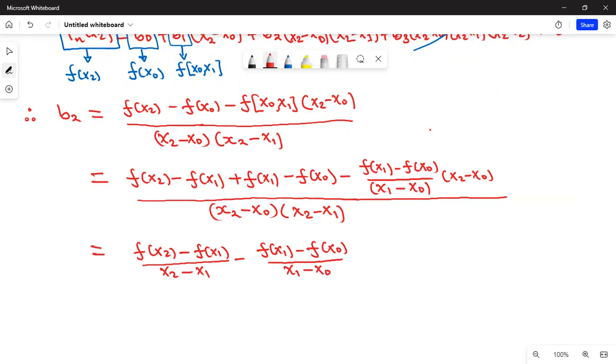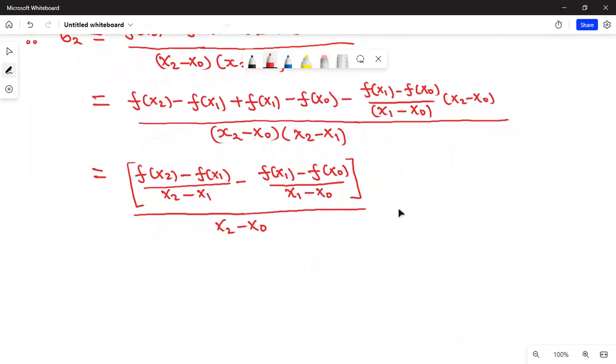Then everything here is the numerator. So we divide this by x2 minus x naught. Remember, I've just rearranged it so that we have what we have in the numerator. You'll check that later, but you get what I've written down there. And so what is the interpretation of f of x2 minus f of x1 over x2 minus x1?